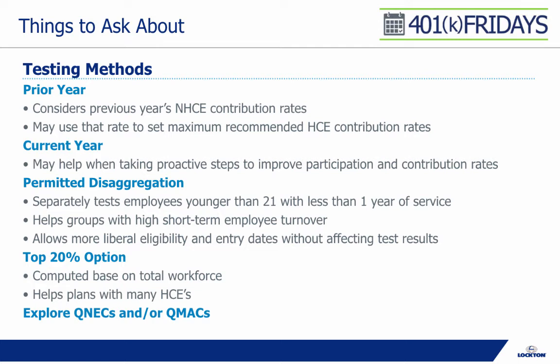Permitted disaggregation is another concept that allows you to separately test employees who are younger than 21 with less than 1 year of service. So if you have a lot of short-term employee turnover, or if you have a lot of young employees, this is an option where you can exclude some of these people from the test and potentially improve your testing results. What we've seen from a lot of short-term employees, or when you have a lot of turnover, is that many of them aren't participating in your plan and can drag your averages down if they're still included. So this allows you to use a more liberal eligibility and entry date and not affect your testing results.